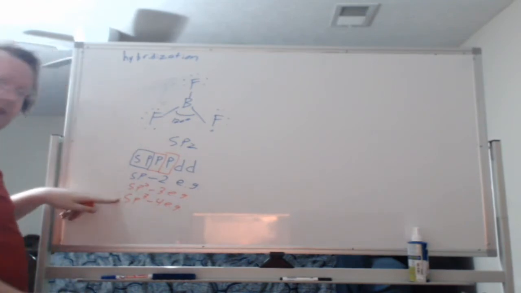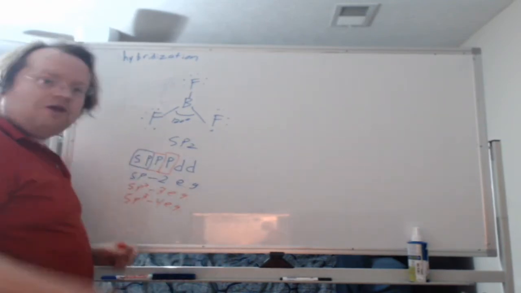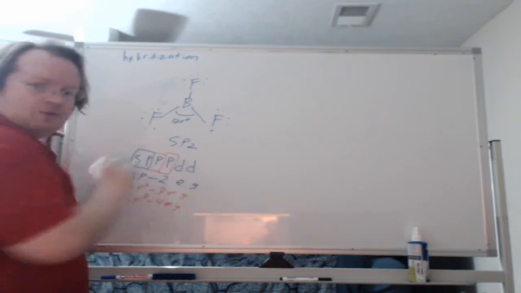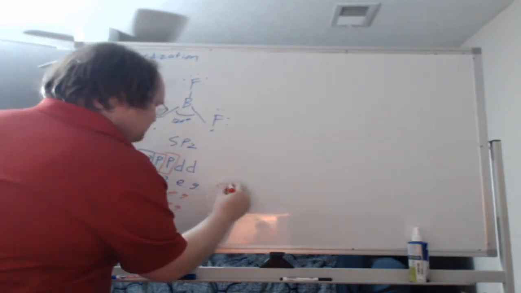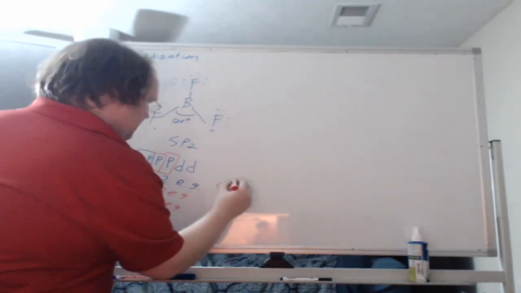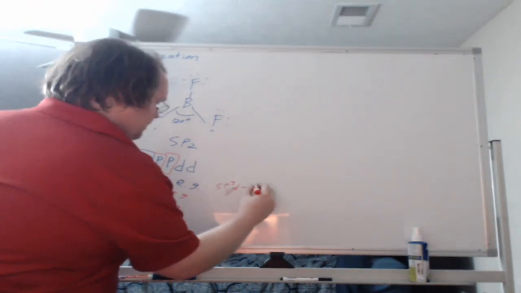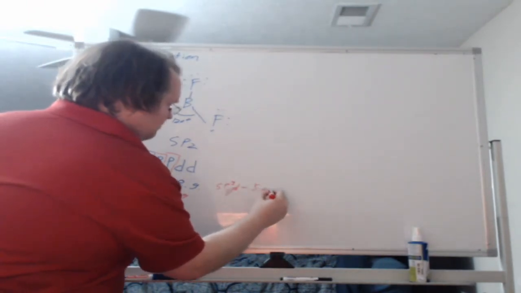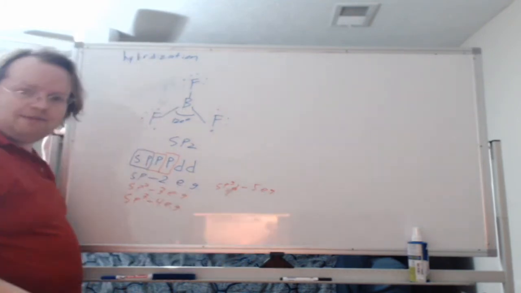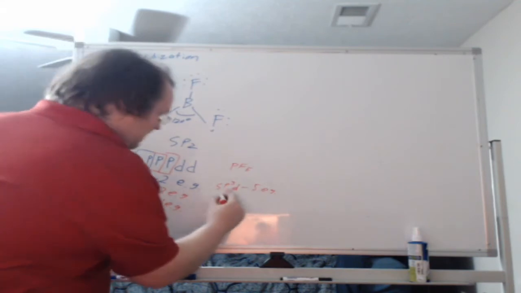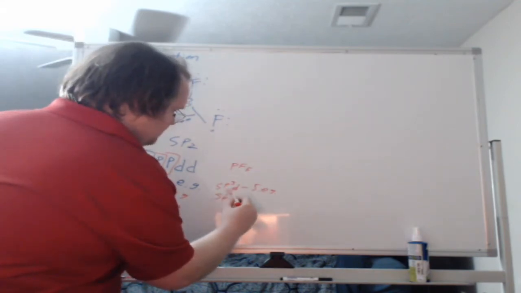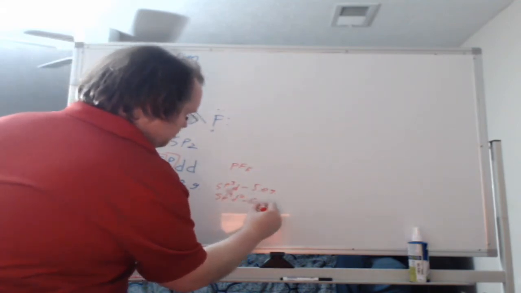We can keep going. Remember the expanded octets? The expanded octets start to use these d orbitals. That's why they have those different shapes. So for example, we have sp3d. That'll be 5 electron groups. So that will be our trigonal bipyramidal, something like PF5, for example. And then SF6 as an example would be sp3d2 because it has 6 electron groups.